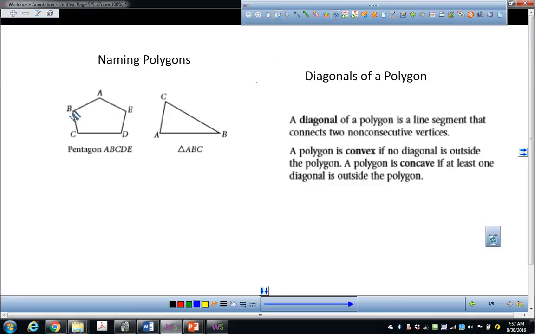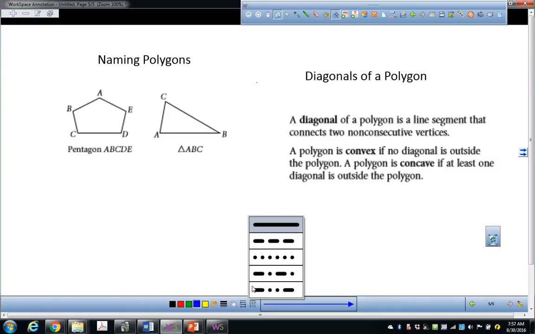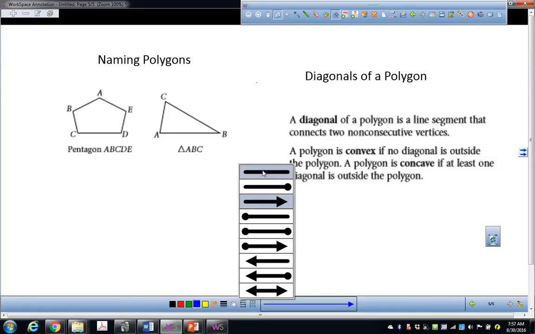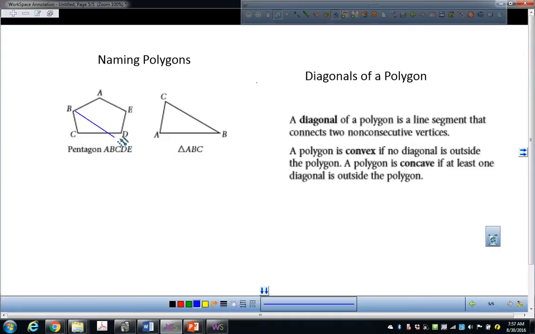Both of these are convex polygons, and if I were going to draw in the diagonals, they look like this. Here's one diagonal of that polygon. There's another diagonal, and another, and another one. Oh, it's making a cool star shape. But does a triangle have any diagonals? A triangle can't have any diagonals, because a diagonal is a line segment that connects two non-consecutive vertices. I would have to find another vertex that's not right next to it, right? And I don't have one.